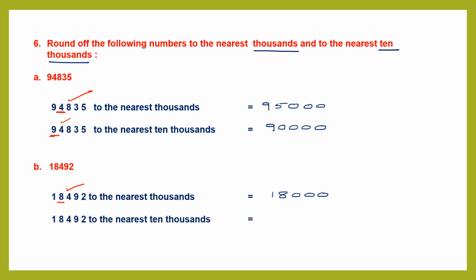Now we're going to round it off to the nearest 10,000. So underline the digit in the 10,000s place. Ones, tens, hundreds, thousands, 10,000. So in the 10,000s place we have 1. Now look at the digit to its right. It's more than 5. That means increase 1 by 1. So 1 plus 1 will become 2. And all the other digits will become zeros. So 2, and there are 4 digits, so 4 zeros. 1, 2, 3, 4. So what is our answer? 20,000.